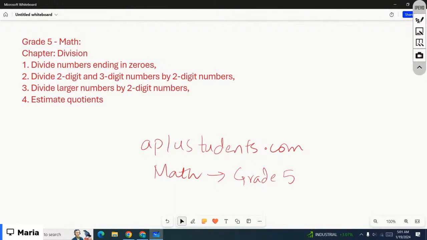There you can find a list of the chapters. We're going to start with the chapter division. And the lessons we're going to cover today are divide numbers ending in zeros, divide 2-digit and 3-digit numbers by 2-digit numbers, divide larger numbers by 2-digit numbers, and estimate quotients.